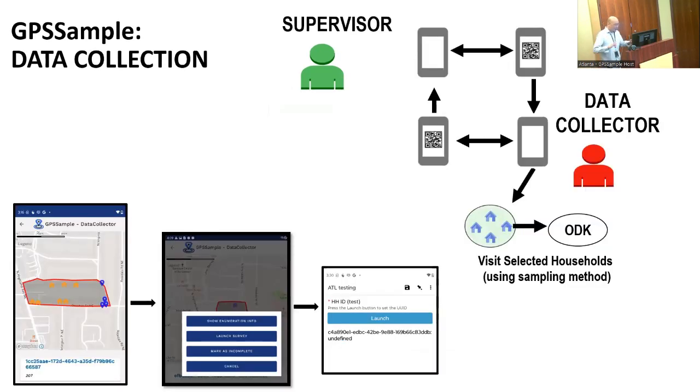Now, once the data collector is out in the field, it's almost the same process as the enumerator. The supervisor creates a QR code. The data collector scans that QR code, goes off into the field, goes to the selected houses that they've been assigned, and then actually conducts a survey.